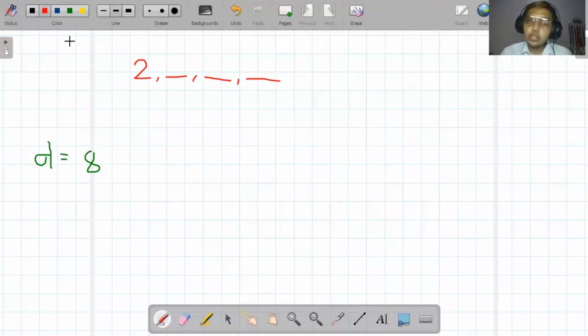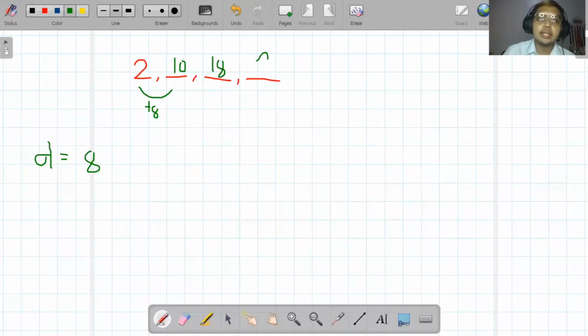Now, how do you get the next term? You add. You add the 8. So 2 plus 8, how much? 10. 10 plus 8 is 18. 18 plus 8 is 26. So, therefore, 2, 10, 18, 26 are the numbers we are looking for in letter D, number 2.